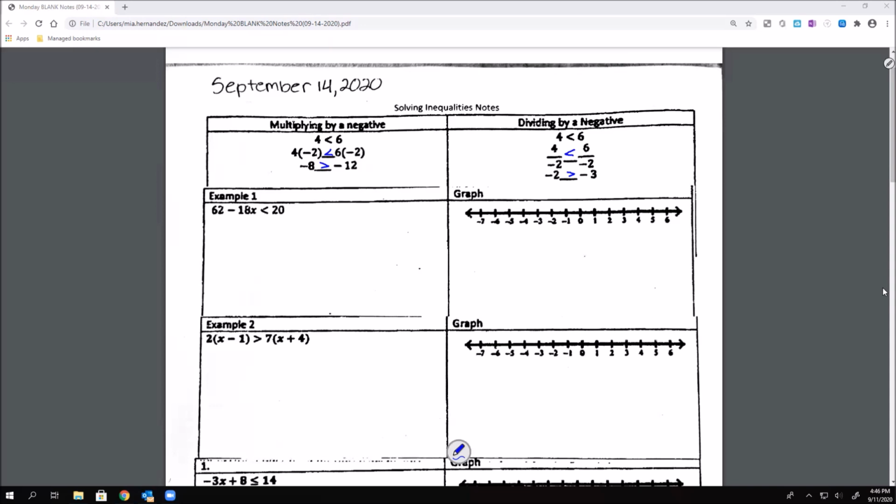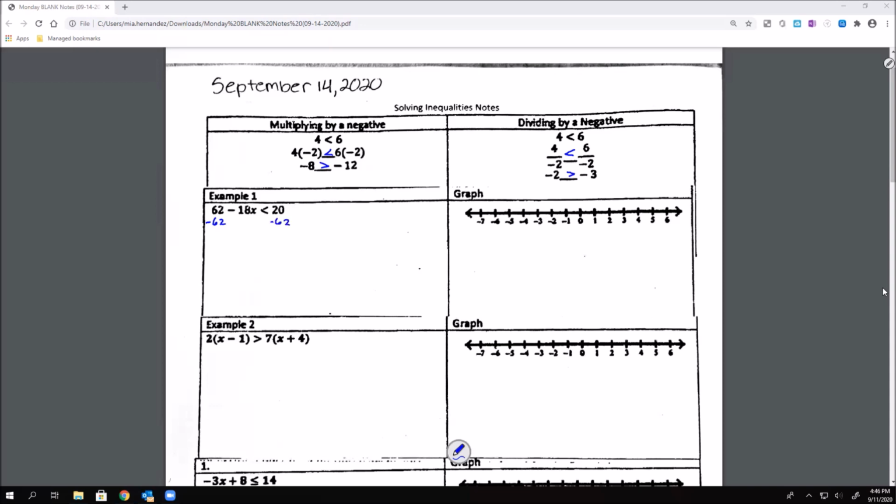So if I look at example 1, it says I have 62 minus 18x is less than positive 20. So the first thing I want to do is get that x by itself. I have a 62 attached in the front. I'm going to do the opposite of my positive, which would be subtracting 62. And whatever I do to one side, I still have to do to both sides.